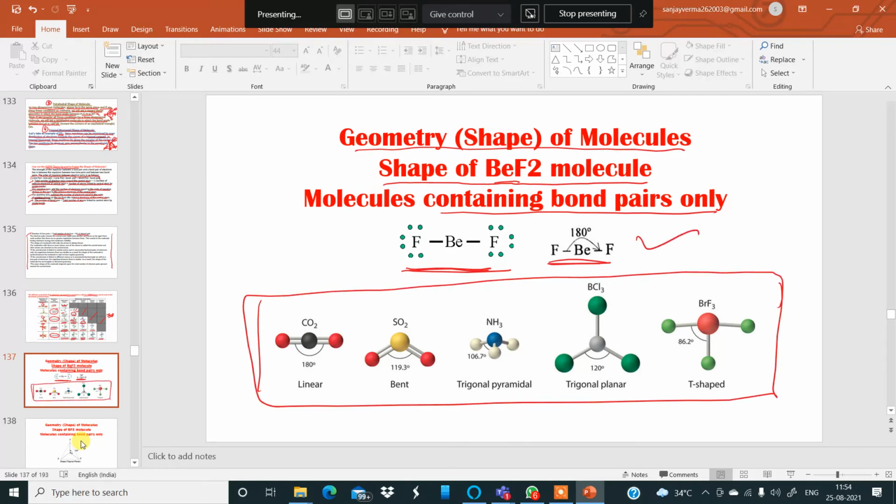Beryllium difluoride is linear, but apart from that, you can have a look at carbon dioxide, which is linear. But as soon as lone pairs enter, then the shape becomes bent. It becomes trigonal pyramidal. It becomes trigonal planar. It becomes T-shaped, depending upon the increasing number of lone pairs. Okay. Now this was for beryllium difluoride without any lone pairs, only bonding pairs.